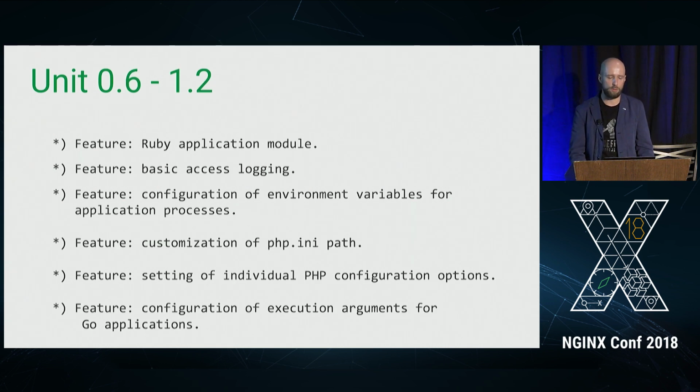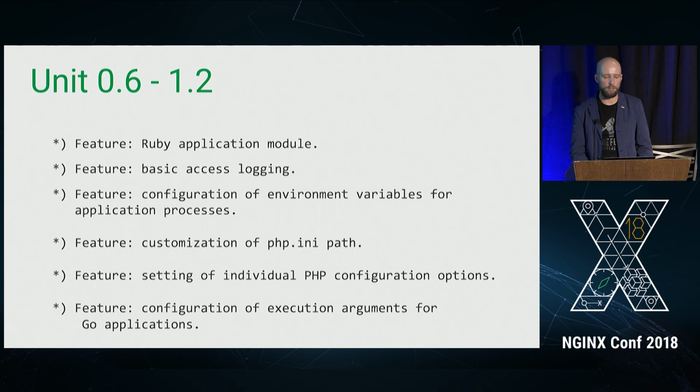So next, with versions 1.6 and further, we added more application languages. We added Ruby module, so now we can support Ruby Rack applications. And the next one was the basic access login. So the access login currently is supported as one access log for all the applications, and it is done in the combined format. It is configured dynamically just the same way as any other property of Unit.